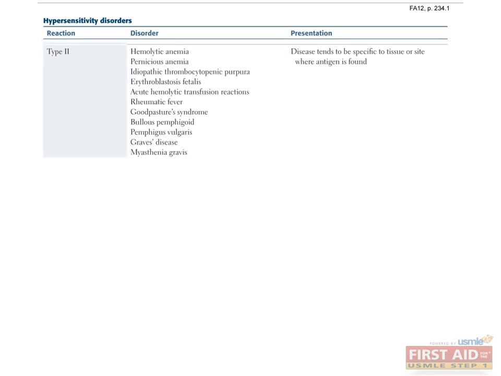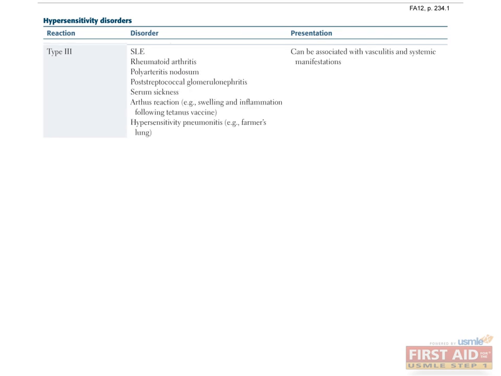this category. When it comes to type 2 reactions, the thing to keep in mind is that the disease tends to be specific to the place where the antigen is found. Pernicious anemia, for example, involves destruction of intrinsic factor-producing parietal cells in the stomach because the immune system recognizes epitopes on these cells as foreign and attacks them. Hemolytic anemia, Goodpasture syndrome, Graves' disease, and myasthenia gravis are also good examples that often show up on boards questions.